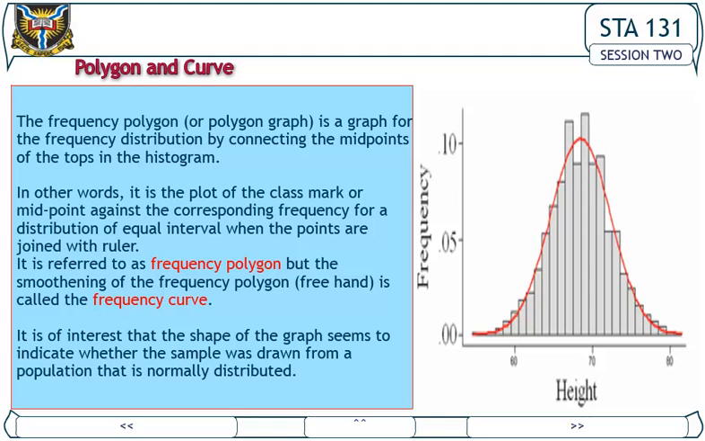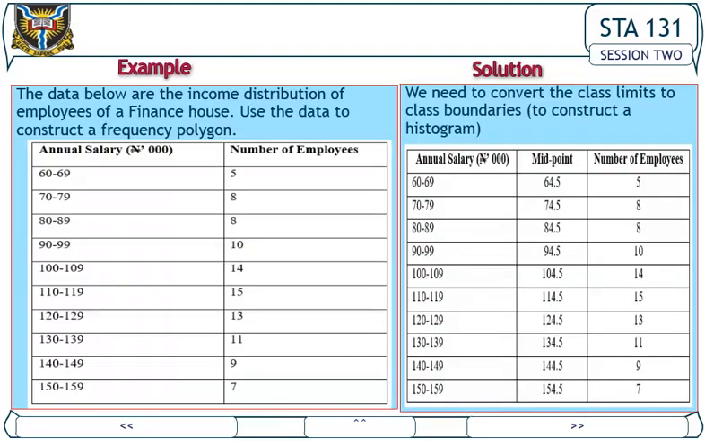It is of interest that the shape of the graph seems to indicate whether the sample was drawn from a population that is normally distributed. Example: the data below are the income distribution of employees of a finance house. Use the data to construct a frequency polygon.